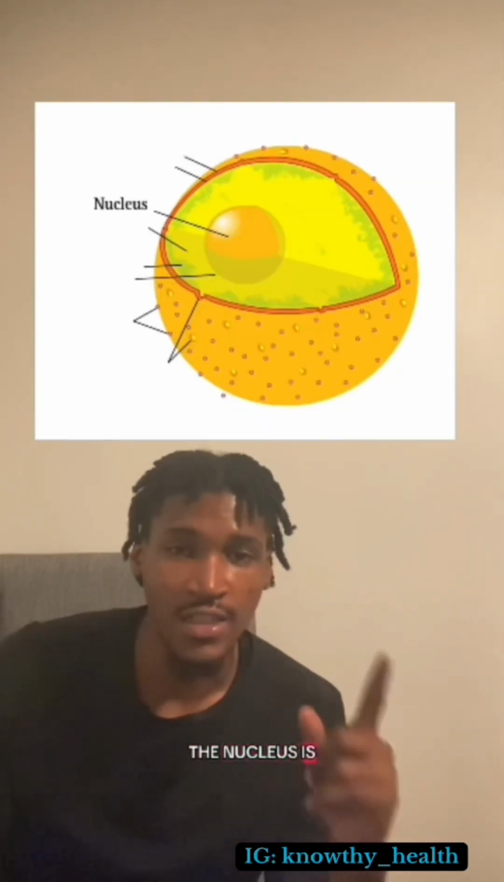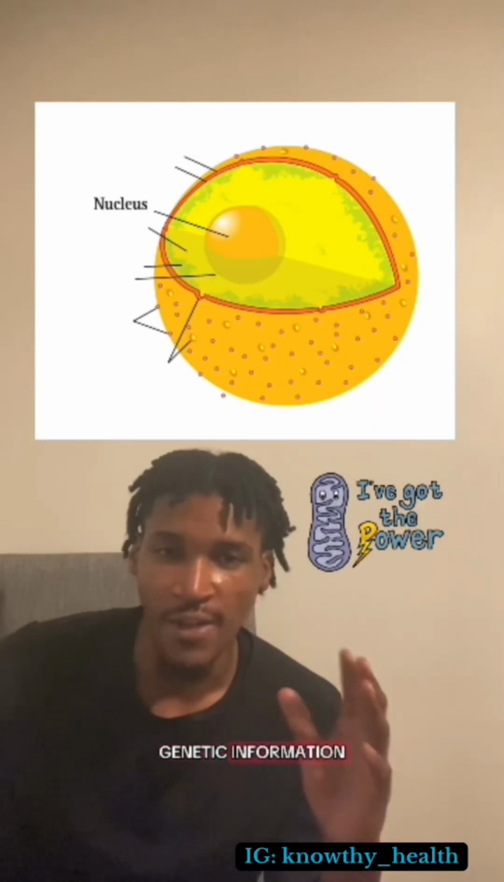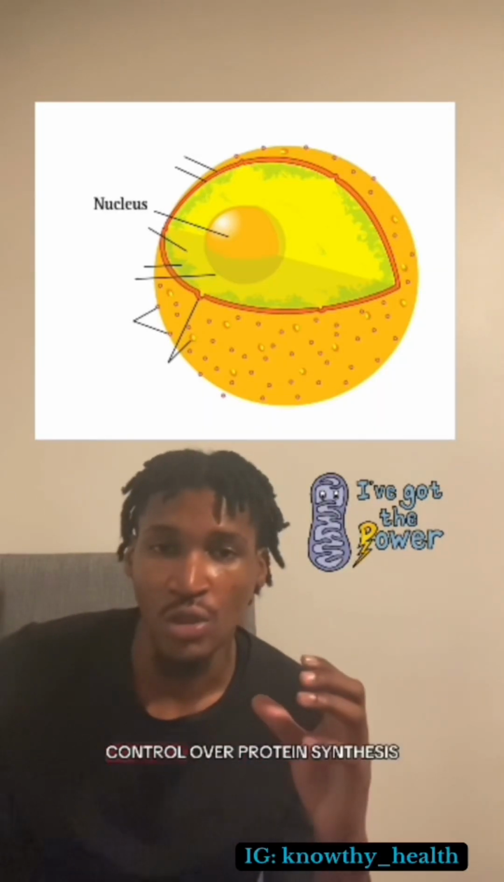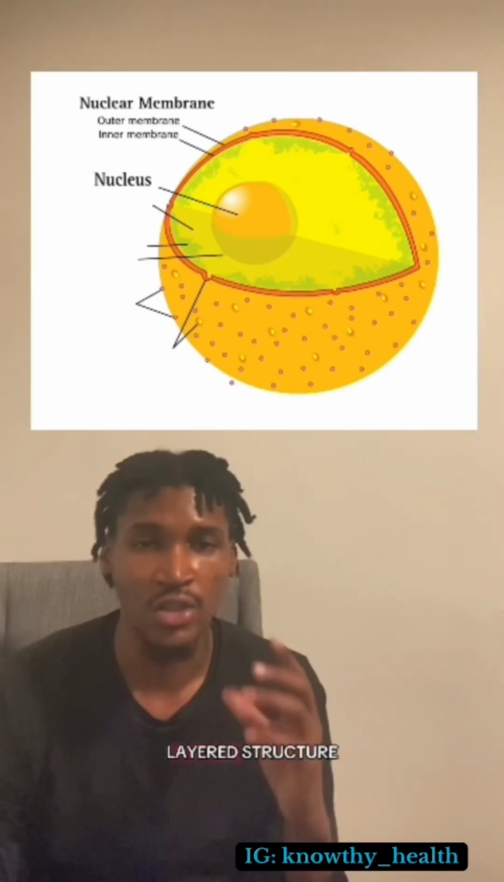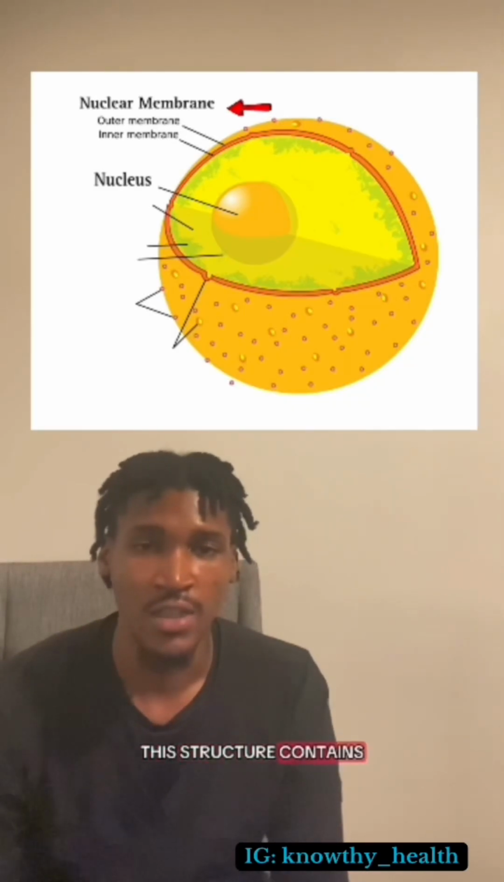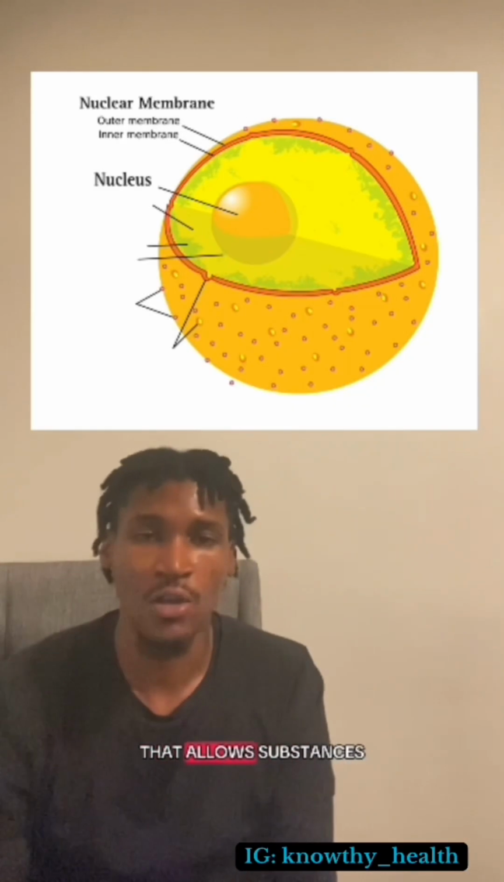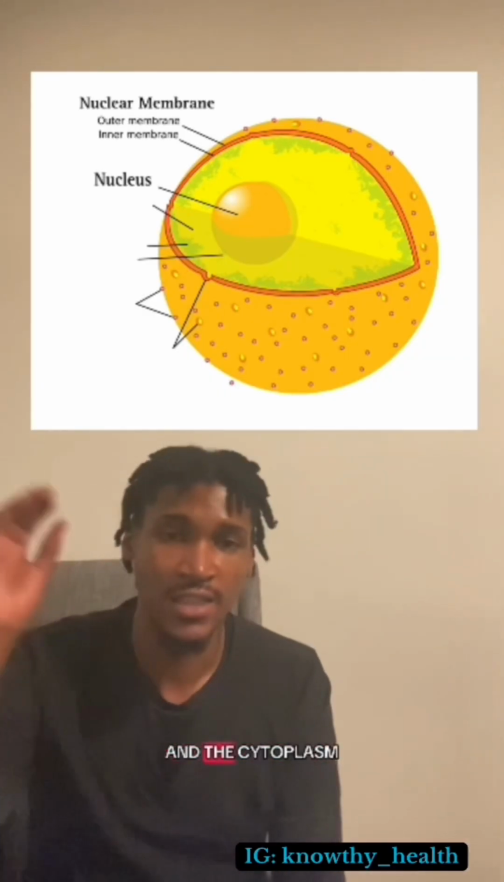The nucleus is known as the power center of the cell. It contains all genetic information and has full control over protein synthesis. Surrounding the nucleus is a double-layered structure known as the nuclear membrane. This structure contains large pores that allow substances to move freely between the nucleus itself and the cytoplasm.